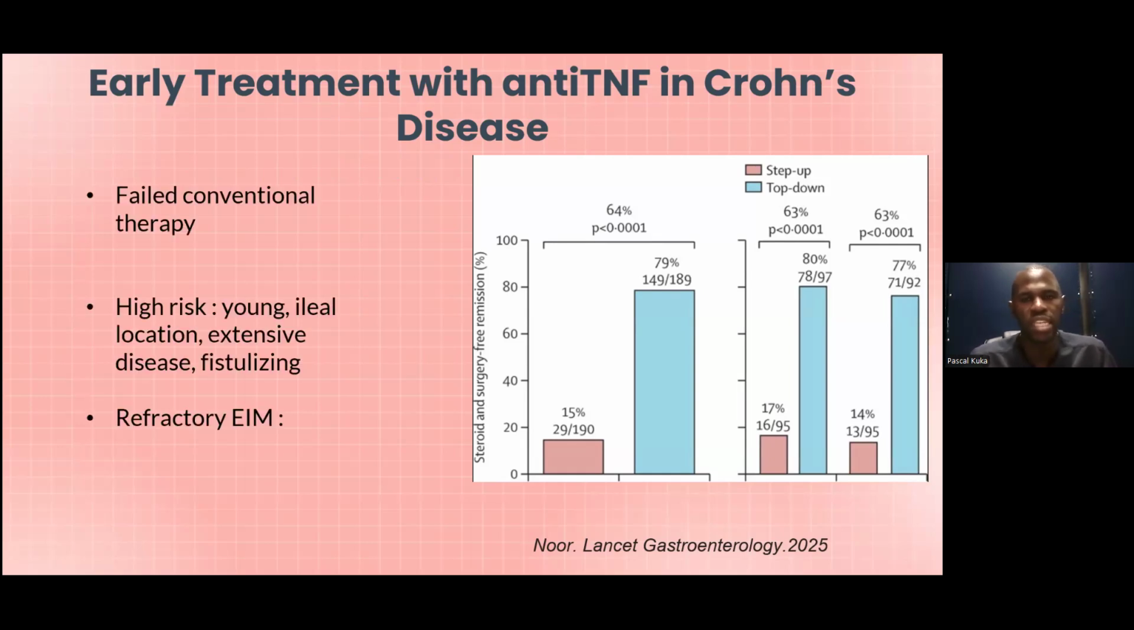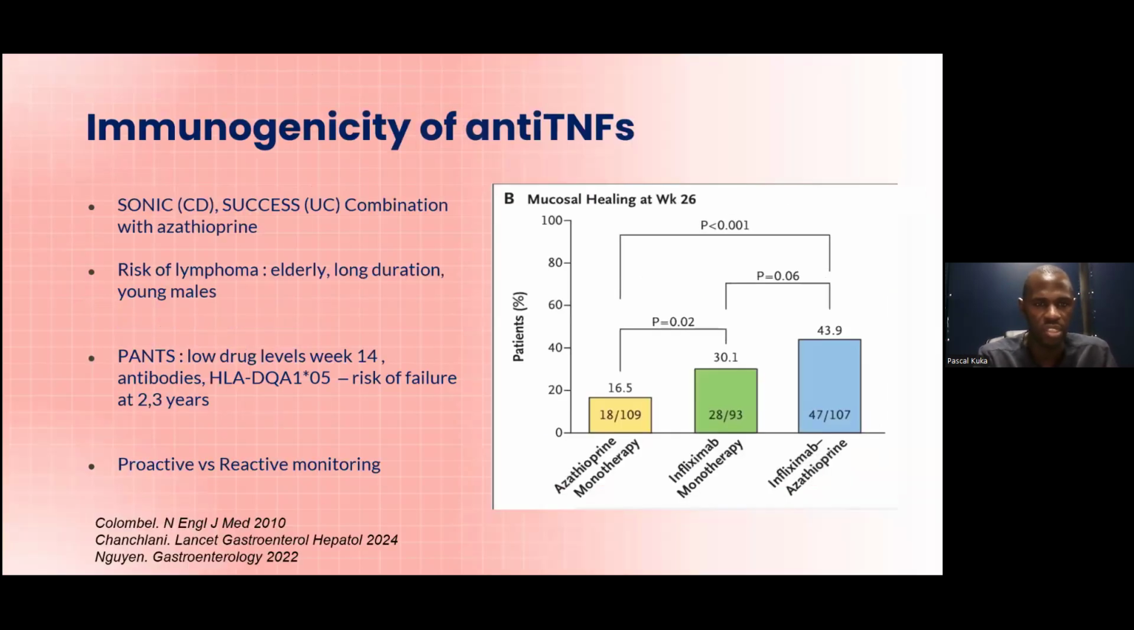So we need to consider early treatment in those who fail conventional therapy, the key being not having patients wait to earn biologic therapy. In this case, we're talking about anti-TNFs, but just generally all the biologic therapies. And then you also need to consider that in high-risk patients with Crohn's disease, being young, patients who have an ileal location, and also patients who have extensive disease, including fistulizing disease. And we've also mentioned refractory extraintestinal manifestations.